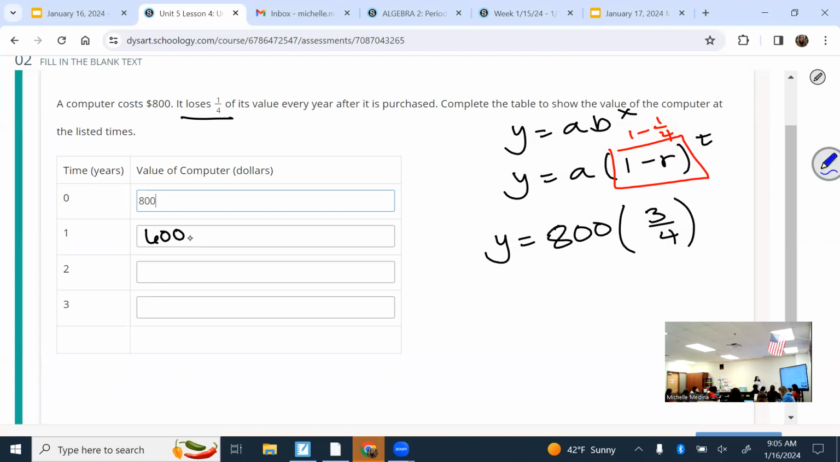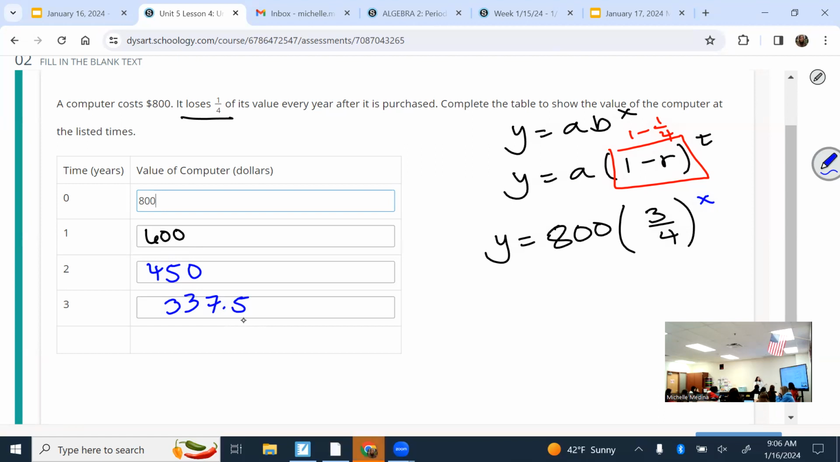If I times it by 3/4 again, that should give me what this is right here. So 600 times 3 divided by 4 is 450. And then again, this one's just right after the other one. So I can just again take 450 times it by 3/4. And I get 337.5. And we'll check that right now, how it wants you to type it in.